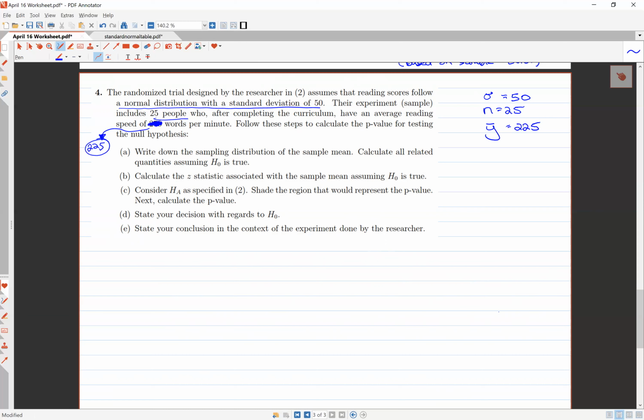So just to refresh your memory from part 2, we had formulated our null hypothesis that said the mean is 200, and the alternative that said the mean is different or not equal to 200. Now, part A, write down the sampling distribution of the sample mean. If the population is normal or nearly normal, which we have in this case, then the sampling distribution will also be normal.